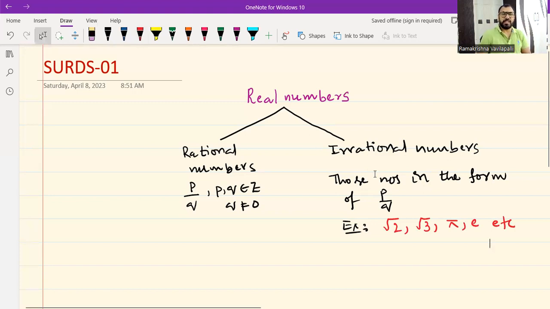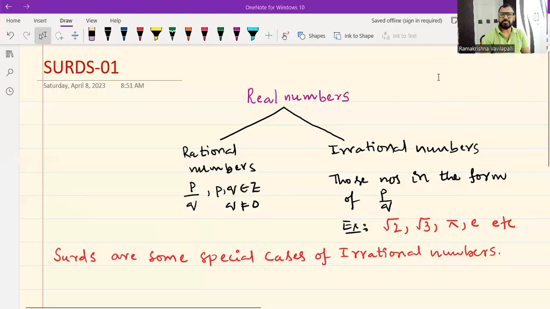So here, a surd is a part of irrational numbers. Surd is a special case of numbers which comes under irrational numbers. So surds are some special cases of irrational numbers.